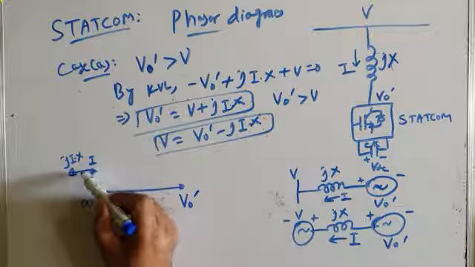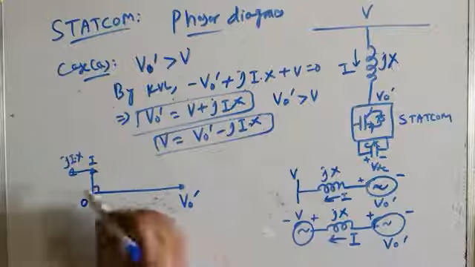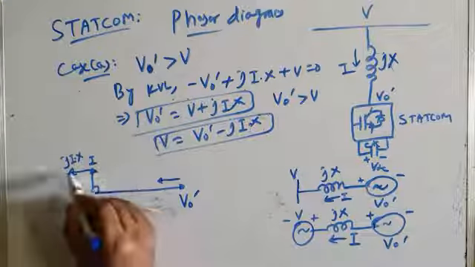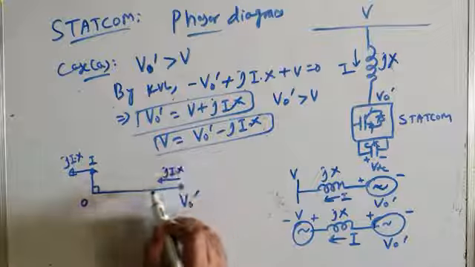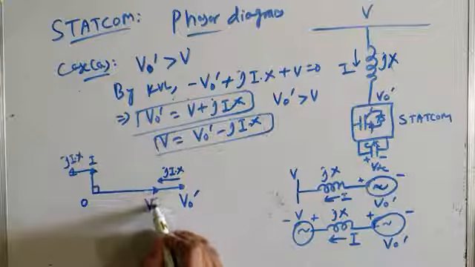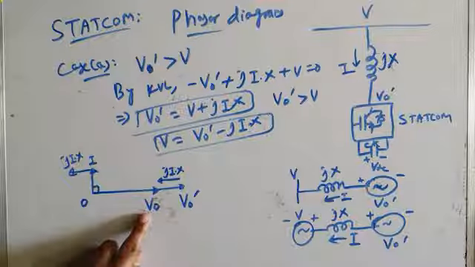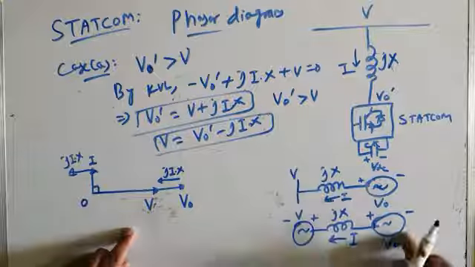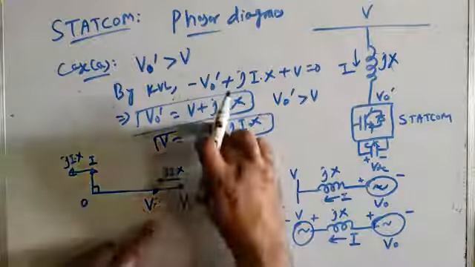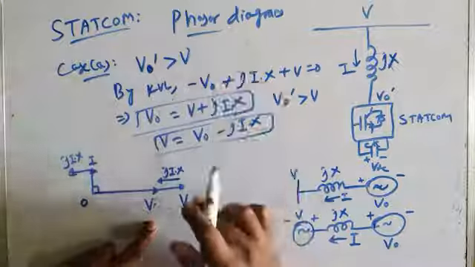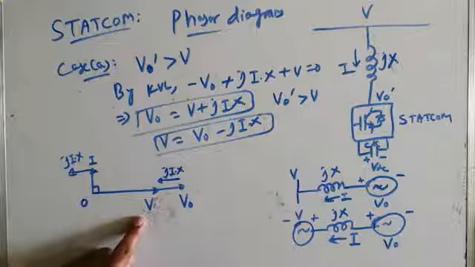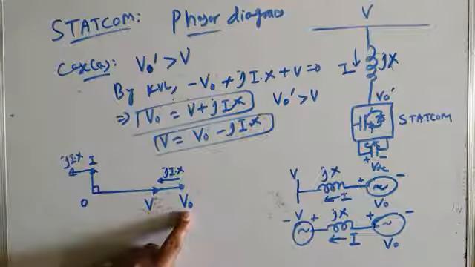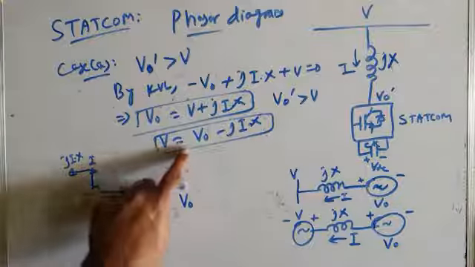So if this is the jIX drop, it is in this direction, and I can show this phasor of this length jIX in this direction. So what is this length of the vector? This is V0. So this is V, sorry, why should I write V0 dash? Let me write V0. So this is V0 and this is V. And you can very clearly see that V is less than V0. V is equal to V0 minus jIX.